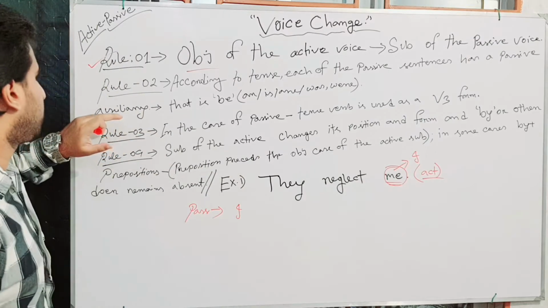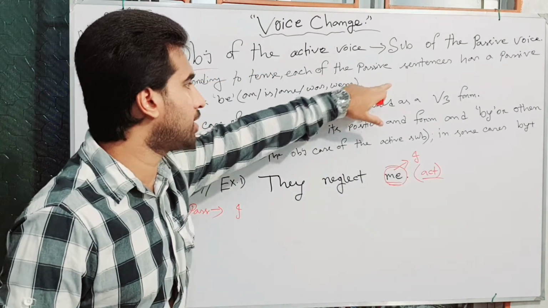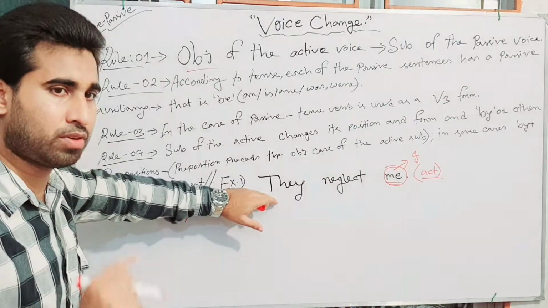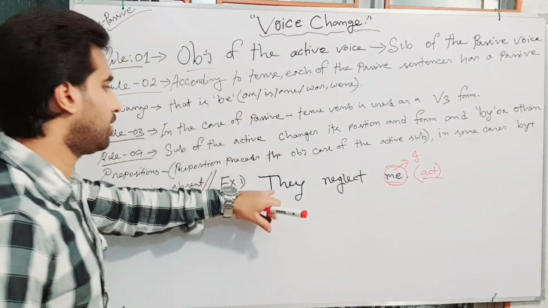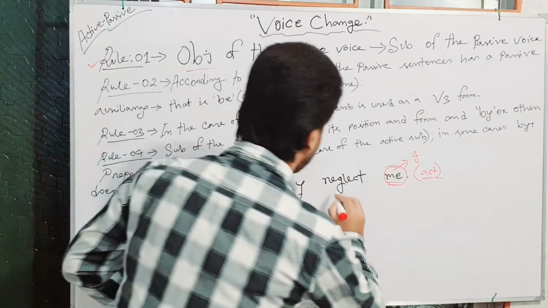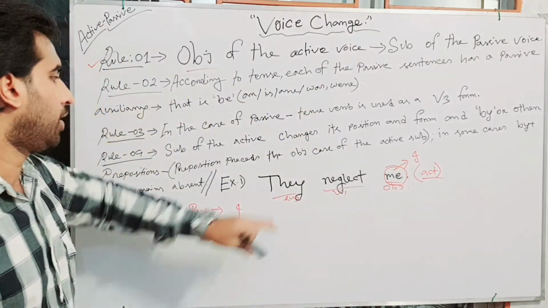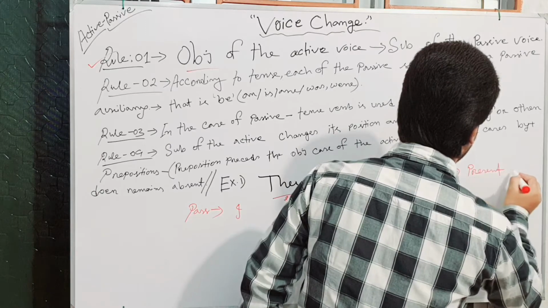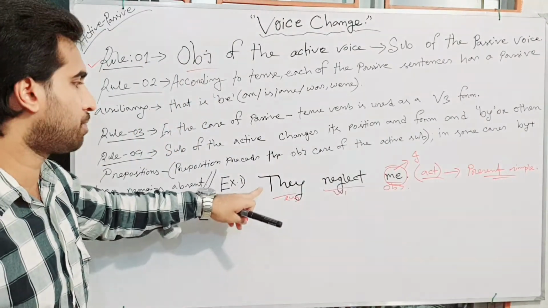Next, the second rule, according to tense. According to tense, each of the passive sentences has a passive auxiliary. So we have to notice the tense of the active sentence first. Here, they neglect me. There is a plural subject, neglect is the verb, so subject, verb, object, and the V1 form of the verb. So, this is present simple. This sentence is in the present simple tense.